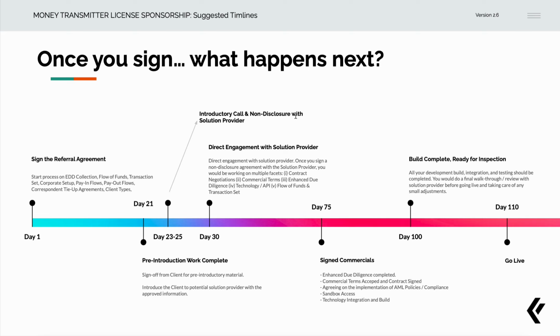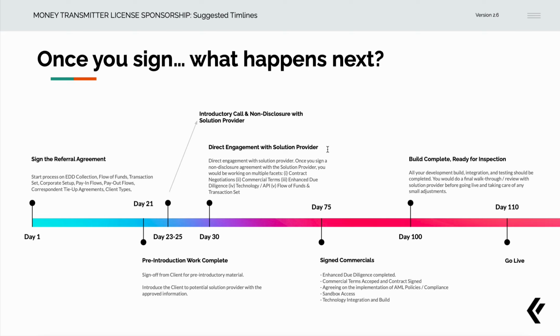The solution provider may or may not require you to do a non-disclosure agreement. In some cases, you may require the solution provider to do a non-disclosure agreement. But typically within 30 days, sometimes it's 15 days, sometimes it's 20 days, it depends on how ready your information is, there is a direct engagement with the solution provider.